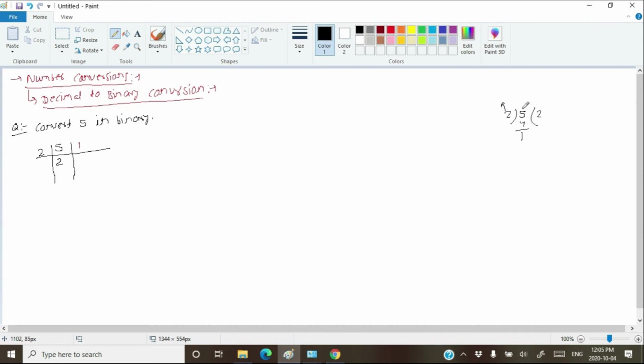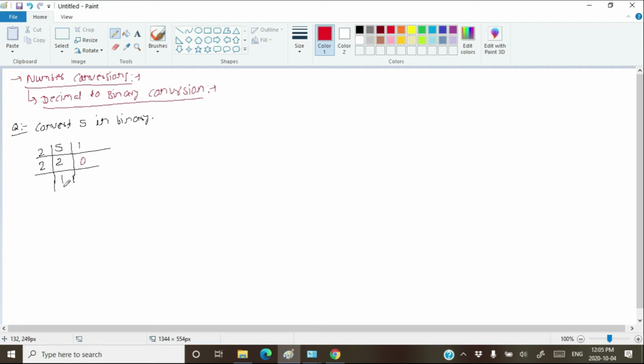This is the divisor, this is the dividend, this is the quotient, and this is the remainder. Tell me what you have to do next. Again you divide 2 by 2. You can divide 2 by 2 by using 1 as its quotient, and you will get 0 as its remainder.